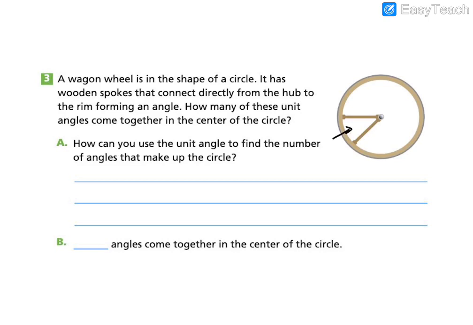This is our unit angle. How can we use that unit angle to find the number of angles that make up the circle? Well, what can we do? Right, we can take this unit angle and repeat it around the circle. Right, so we can take it and make it repeat around the circle.